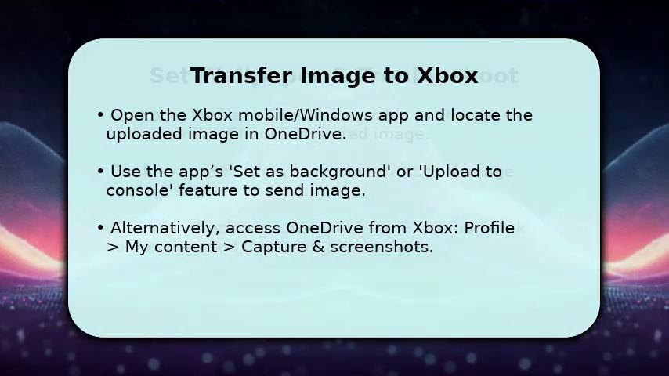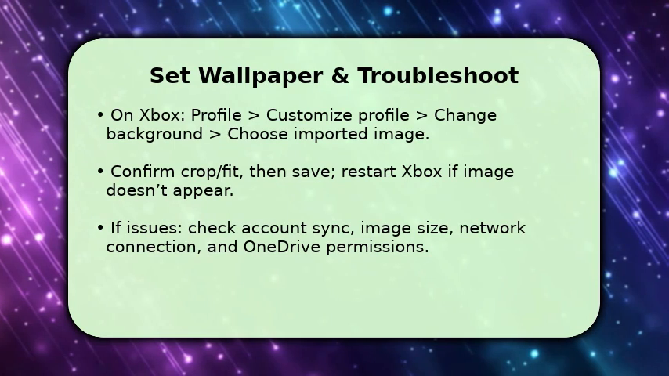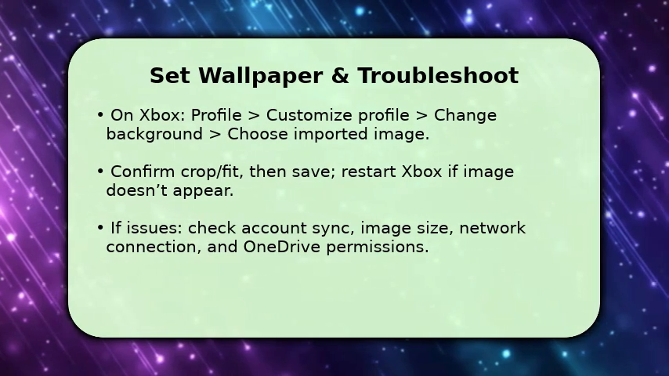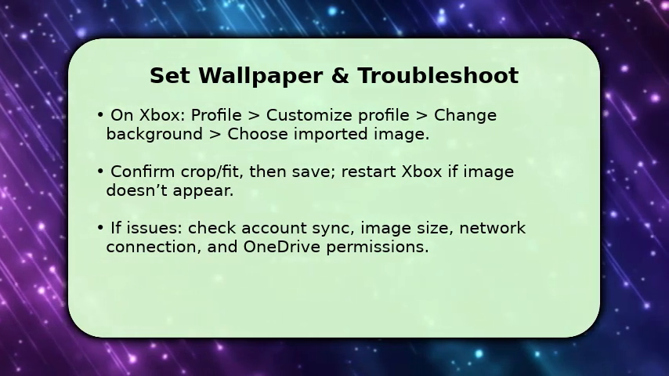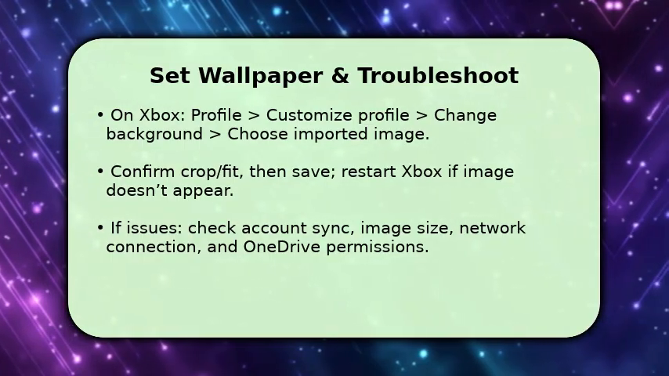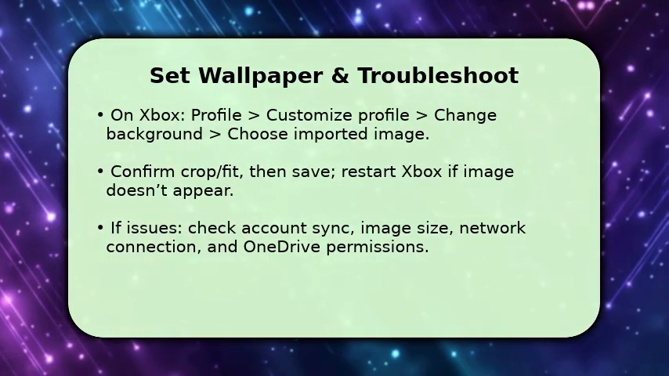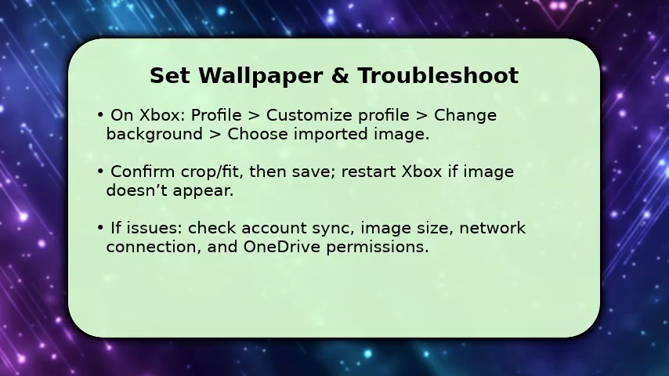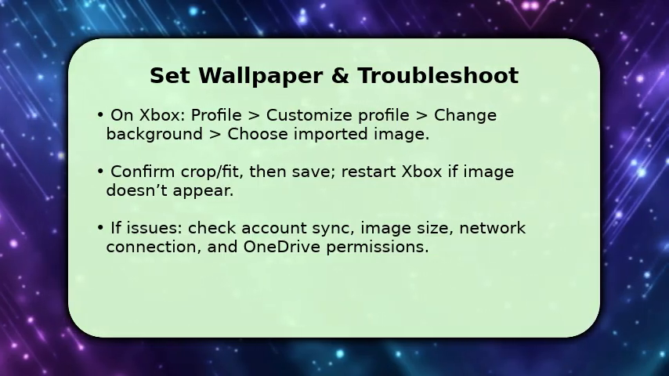Finish by applying the image as your wallpaper. On the Xbox, go to Profile, Customize Profile, and pick Change Background. Select the imported image, adjust crop or fit, and save. If the change doesn't show immediately, restart the console and check again. Sometimes cache delays the update.